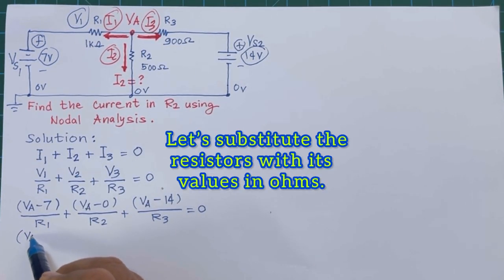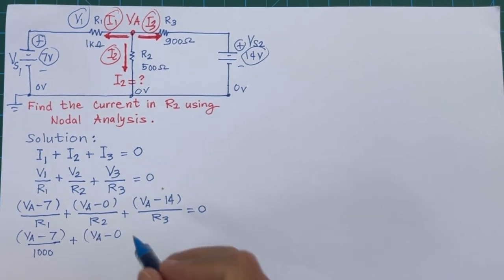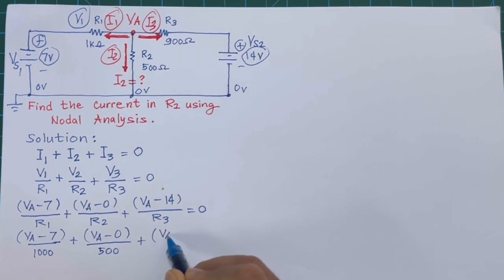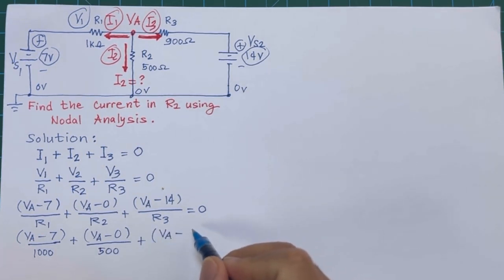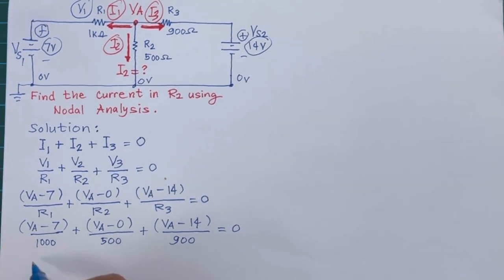And let's substitute the resistors with their values in ohms. For R1, we got 1K or 1000 ohms. For R2, we have 500 ohms. And for R3, we have 900 ohms. So we have 1000 ohms for R1, 500 ohms for R2, and 900 ohms for R3.